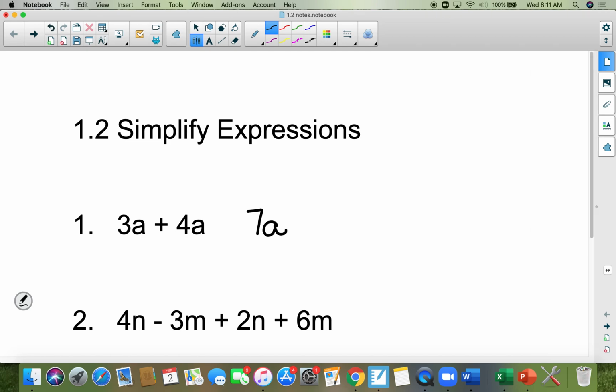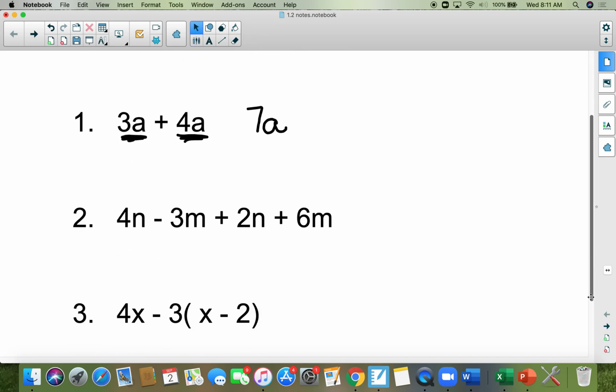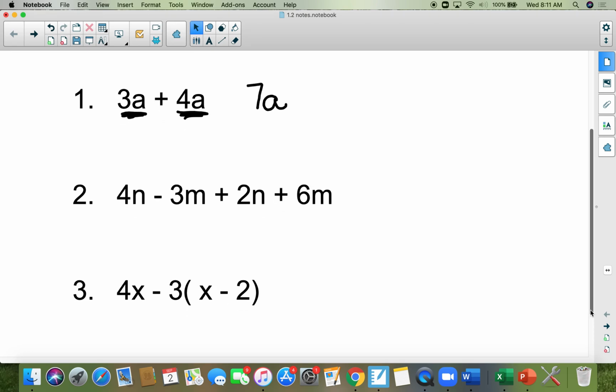7a, and that's it. Putting like terms together. They both have a's, those are like terms, so you can put them together. In the next one, I would underline the like terms. 4n and 2n are like terms because they have an n attached to it. 4n and 2n gives you 6n.